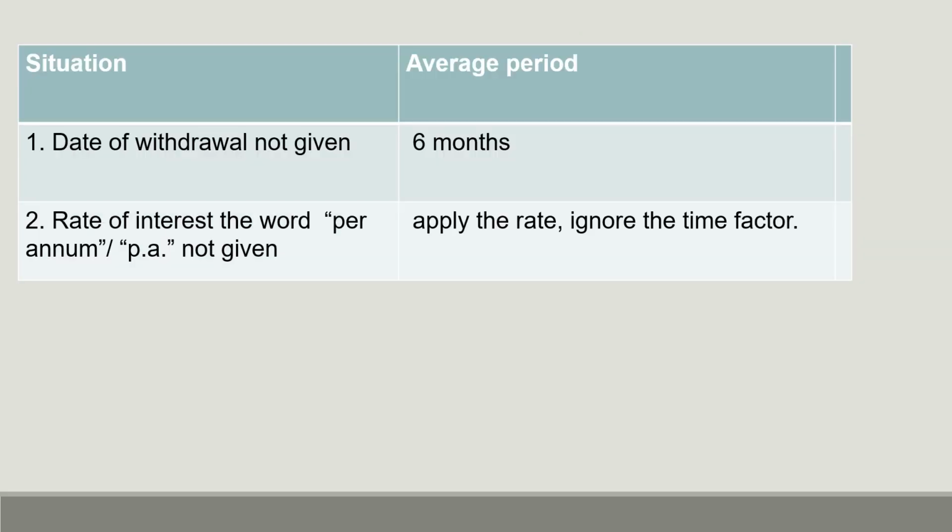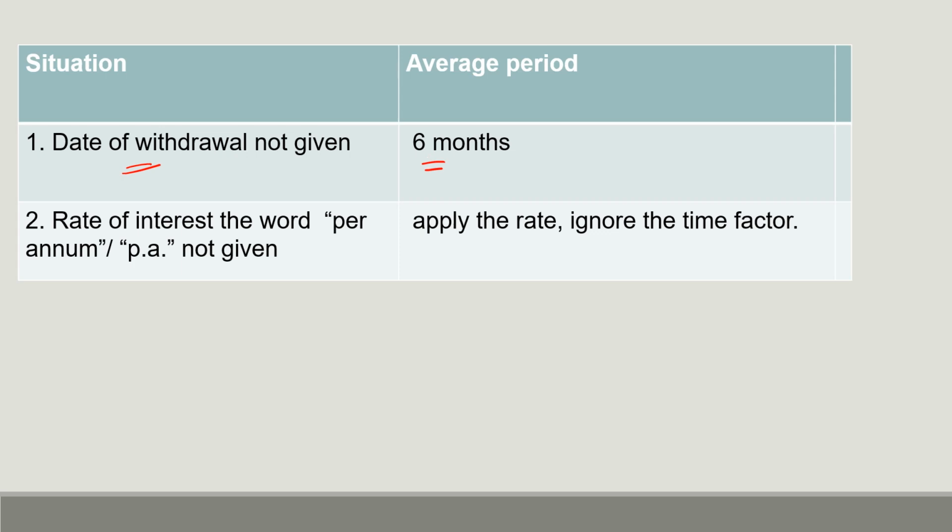Now moving further, there could be other situations you might face in the question. This is where they have given the amount of withdrawal, but they have not given you the date of withdrawal, that is when the drawing was made. Under such circumstances, it is very important that you assume that when the date of withdrawal is not given, the average period is 6 months, and you can calculate the interest on drawings.